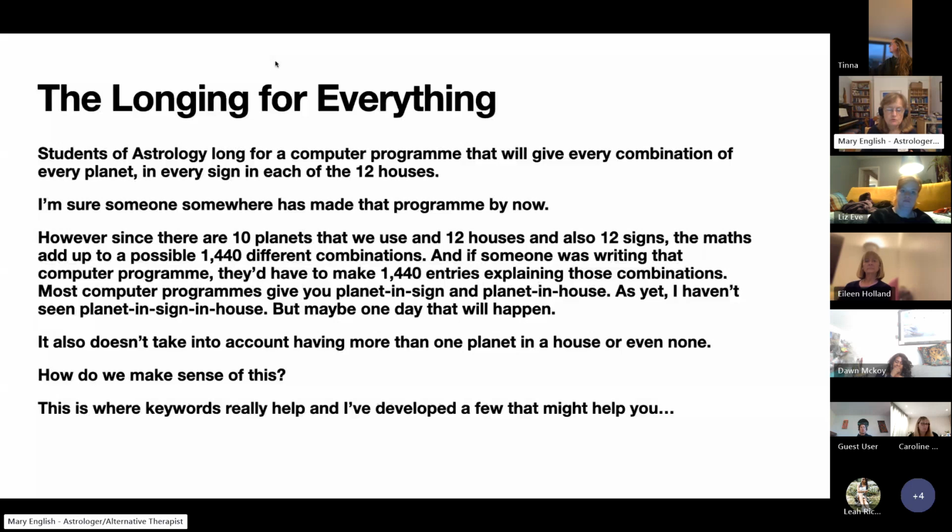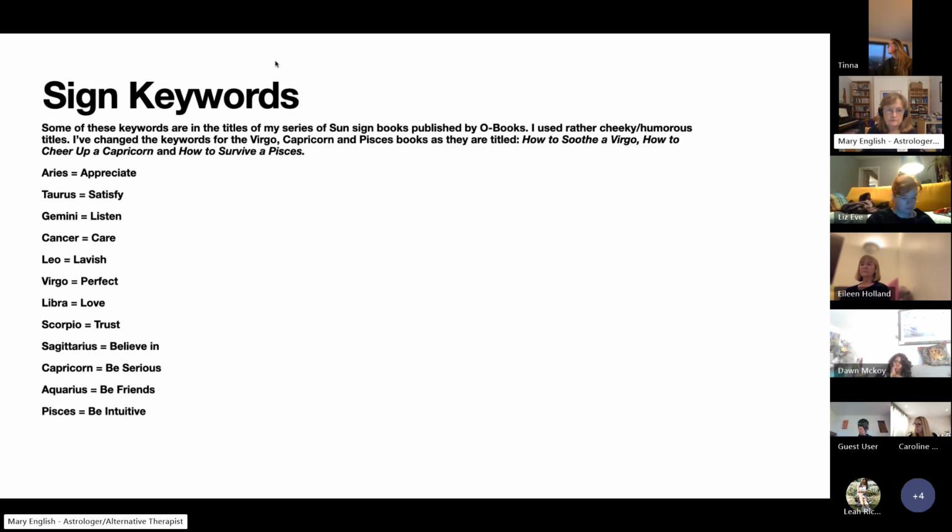Now, most computer programs will give you planet in sign and planet in house, and as yet I haven't seen planet in sign and house, but maybe one day that'll happen. Any computer system also doesn't take into account having more than one planet in a house or none. So how do we make sense of this? This is where keywords really help, and I've developed a few that might help you.